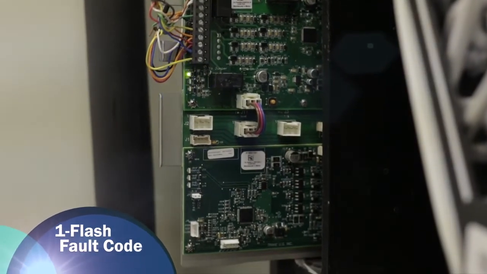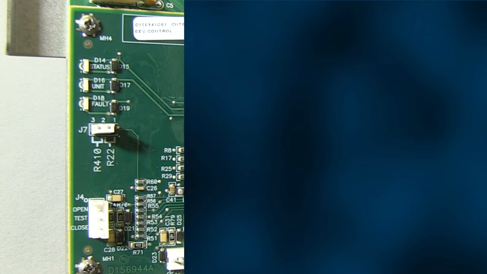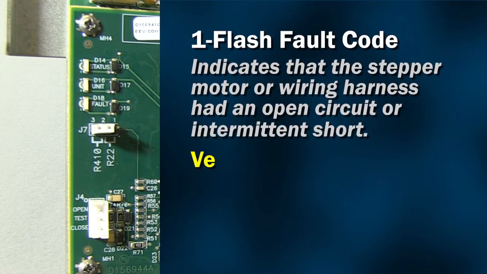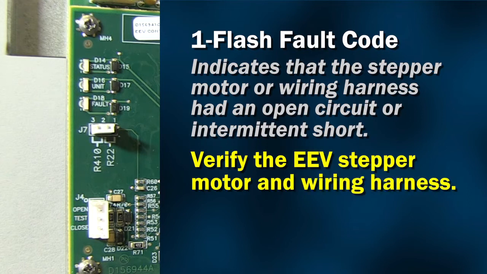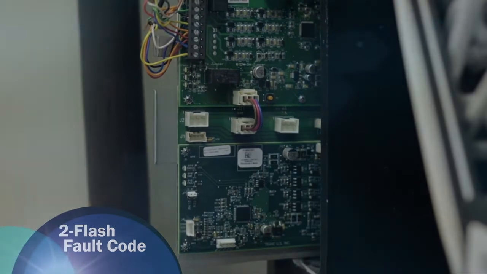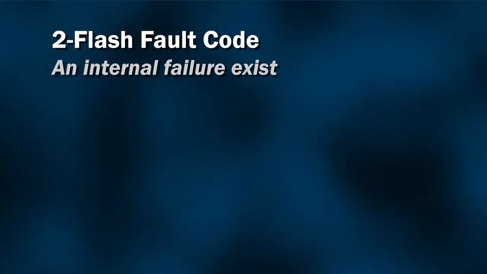1 flash fault code. A 1 flash fault code indicates that the stepper motor or wiring harness has an open circuit or intermittent short. Verify the stepper motor and wiring harness. 2 flash fault code. A 2 flash fault code signals that the control has detected an internal failure.